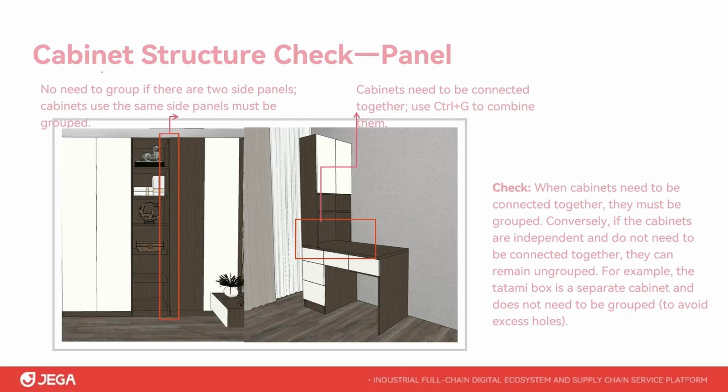Here is for you to check the panels. The first is the vertical board. For this vertical board, there's no need to group these two cabinets together if you are using two side panels. However, if you are using a single vertical board for two cabinets, then you need to group them together to make sure that connectors can be inserted between them. And also, like this type, these tables with countertops, you need to connect them together, and you can use Control G, which is a shortcut key to combine them together.